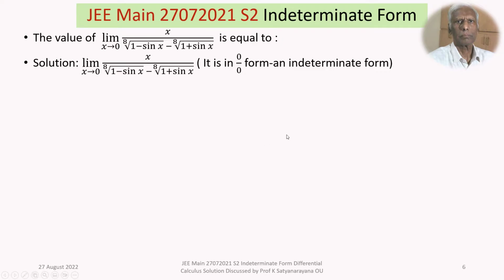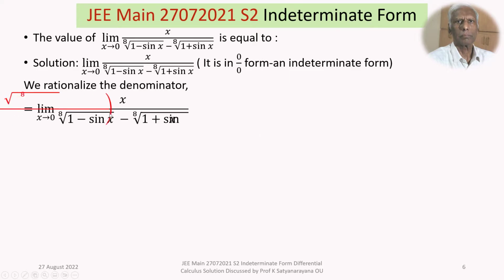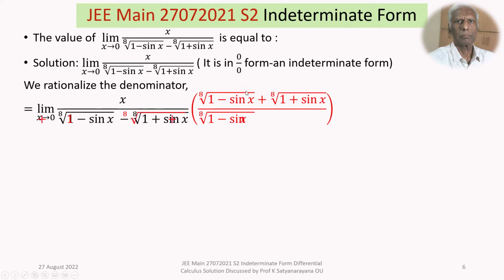To evaluate this indeterminate form, we multiply and divide by the rationalizing factor of the denominator. So we rationalize the denominator. The rationalizing factor of the denominator is the 8th root of 1 minus sin x plus the 8th root of 1 plus sin x. We multiply and divide by the rationalizing factor. That is the quotient, and this is what we are multiplying and dividing by, the rationalizing factor.